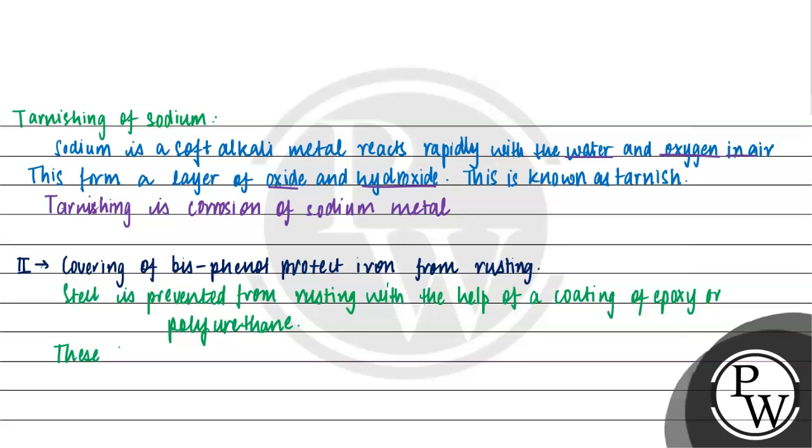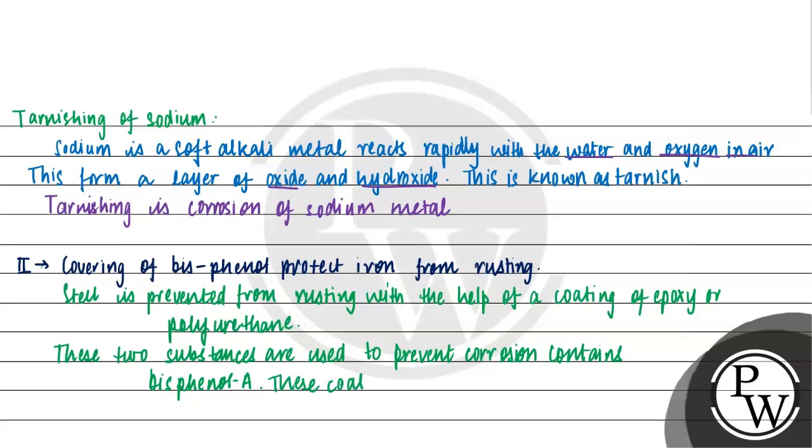These two substances that are used to prevent corrosion contain bisphenol A. So these coatings can act as anti-corrosion material. तो हमारी second statement is true.